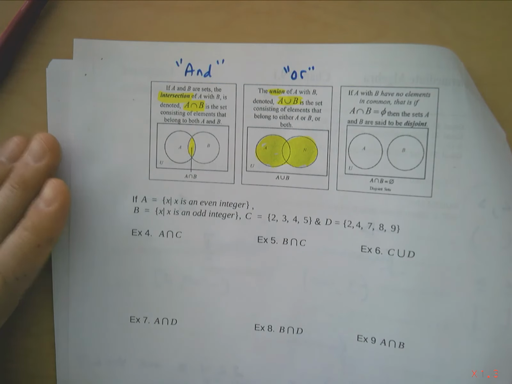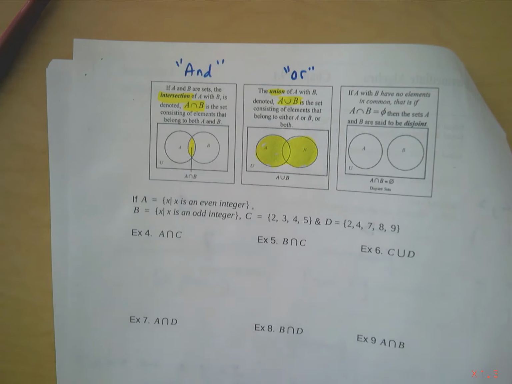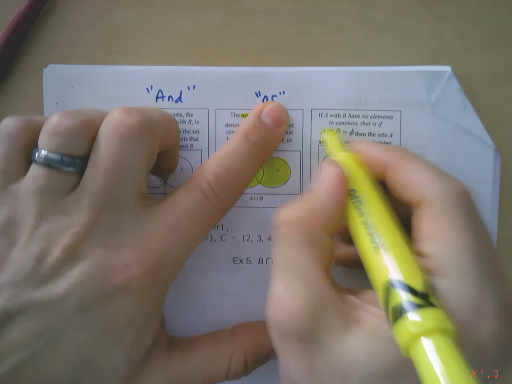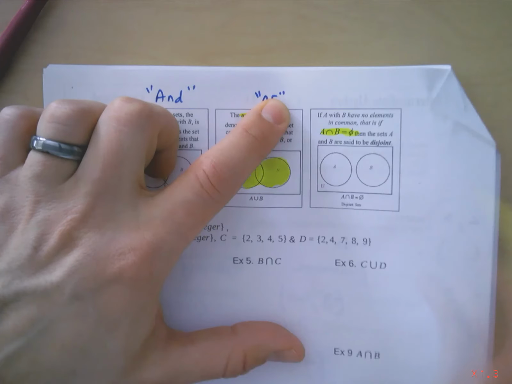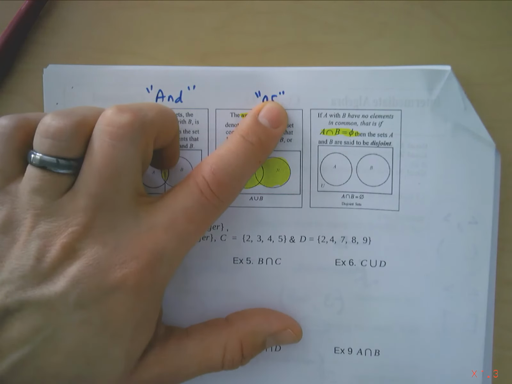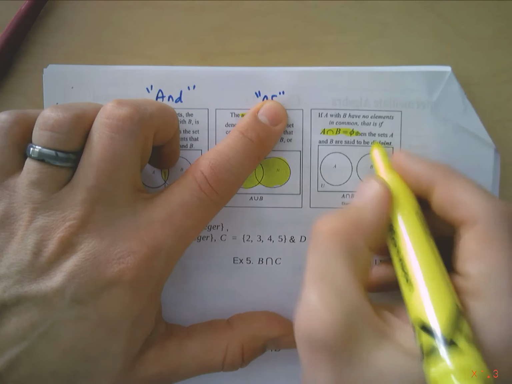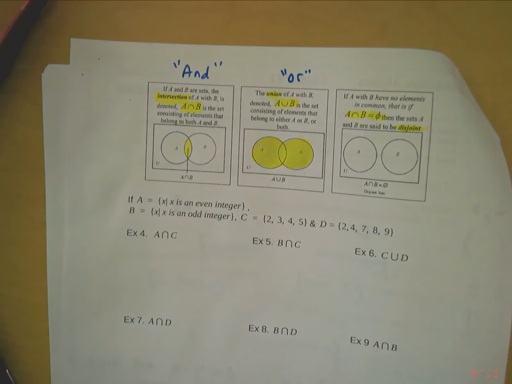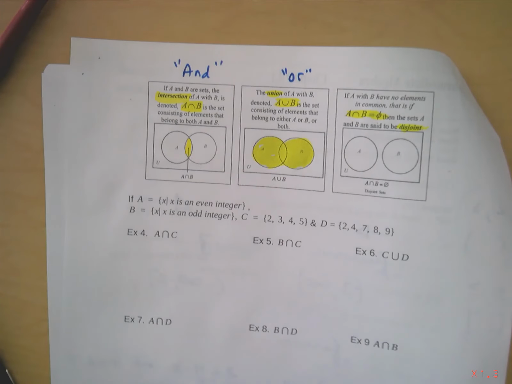Well, sometimes you're looking for ands, you're looking for the intersection of 2 sets, and they have nothing in common. So if they have nothing in common, that means the intersection of A and B is the empty set or the null set. You guys seen the circle with the slash through it? Then it's what we call disjoint. That's called disjoint.